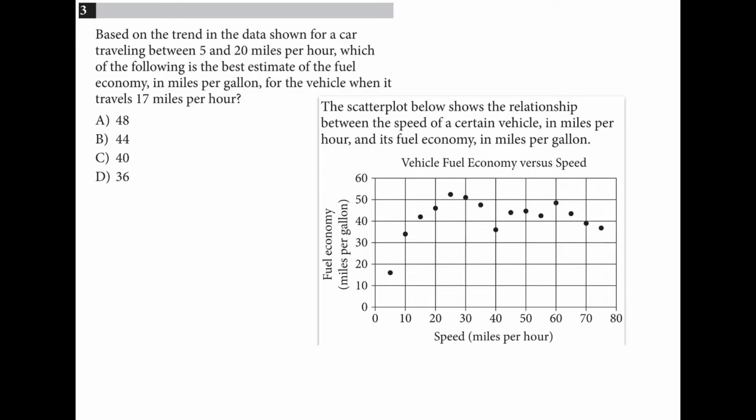If we just sketch in this curve right here, and that's the only part they wanted, between 5 and 20, based on the trend in the data shown. What about for 17? So 17 is going to be somewhere around over here. If we follow that up, it's definitely above 40, but less than 50, and closer probably to 40 than 50, so I'm going to pick 44.